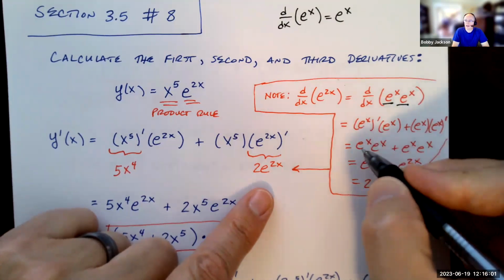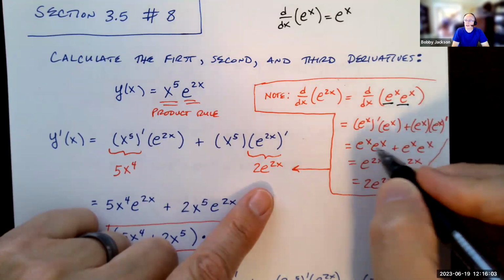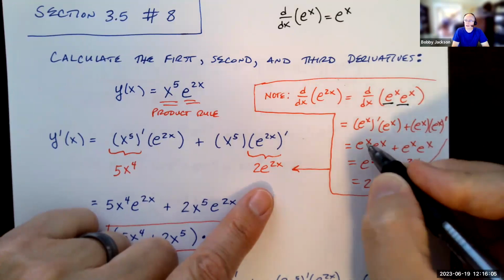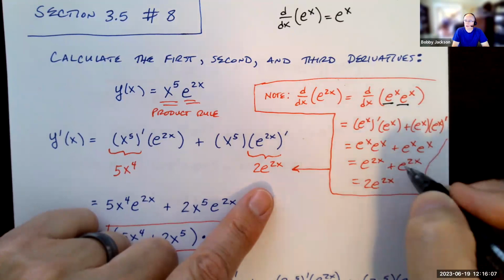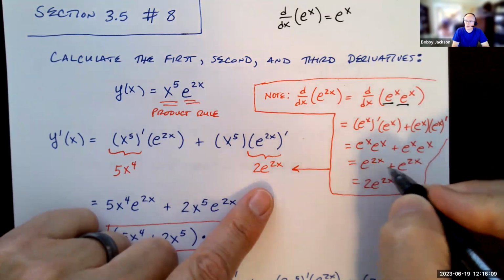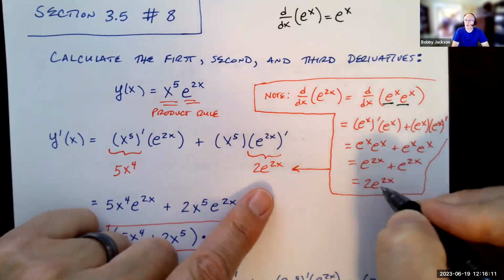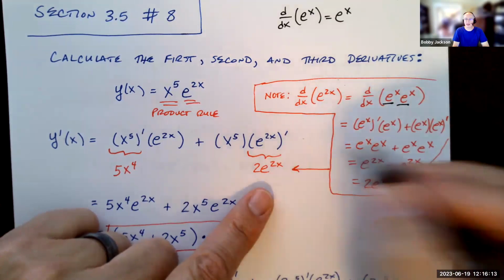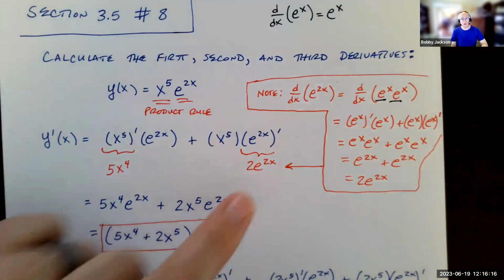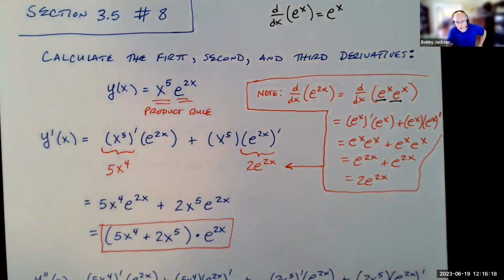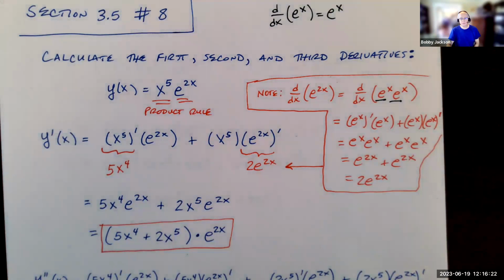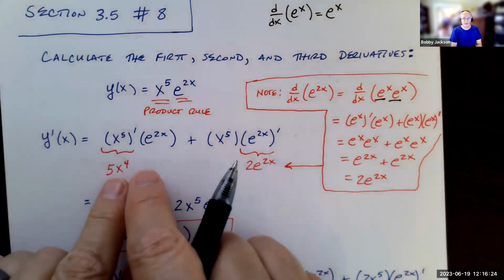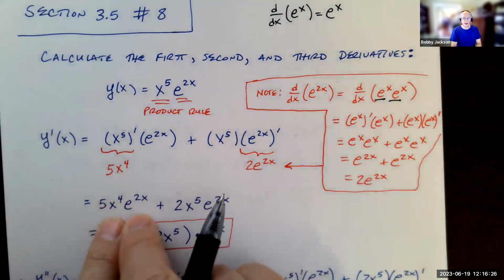to the x? E to the x in both cases. E to the x times e to the x, as we said, is e to the 2x because I add the exponents. This also is e to the 2x. So e to the 2x plus e to the 2x, I've got 2 e to the 2x. So that's why that's the case, okay? Later on, or if you know the chain rule already, then you can apply that a little bit quicker. Okay. So with that, I have 5x to the fourth e to the 2x.